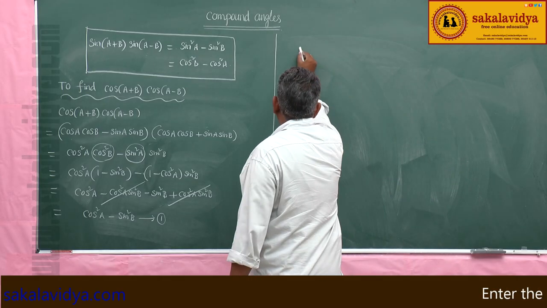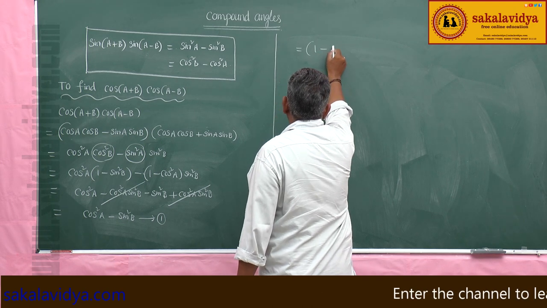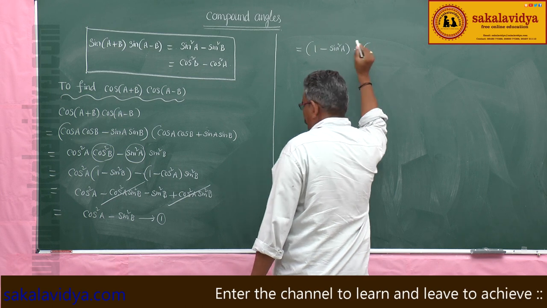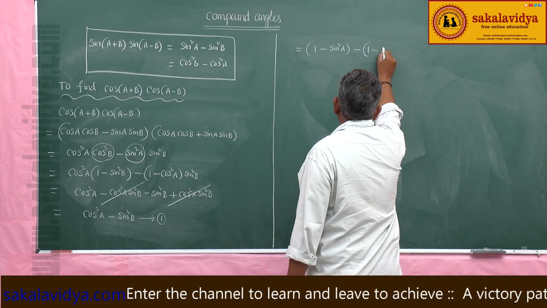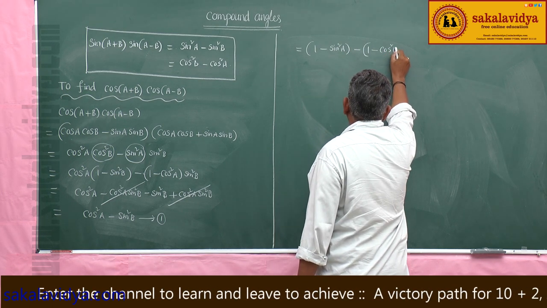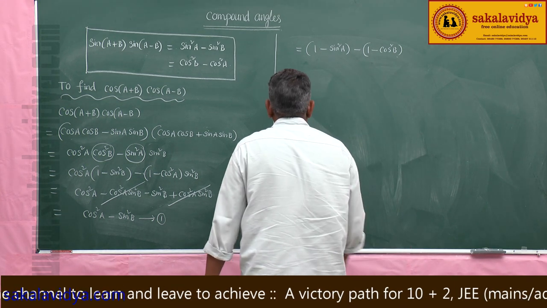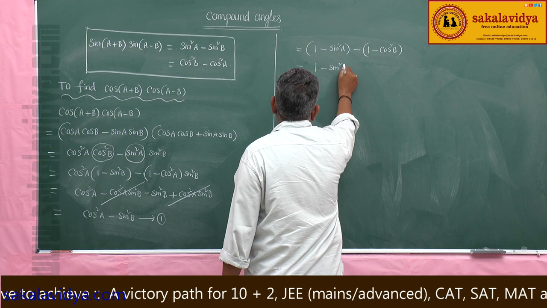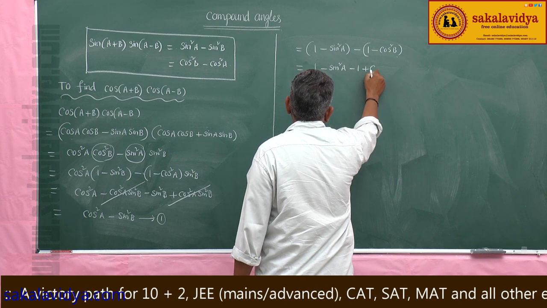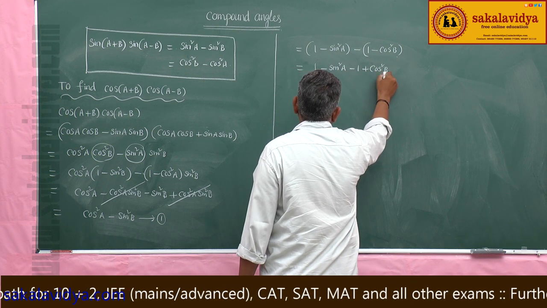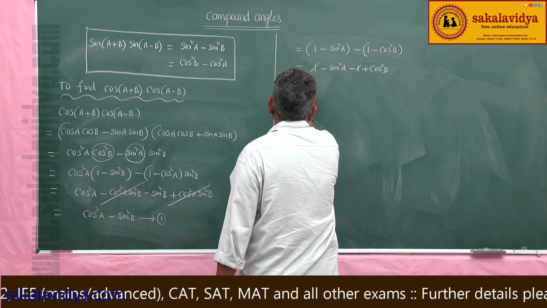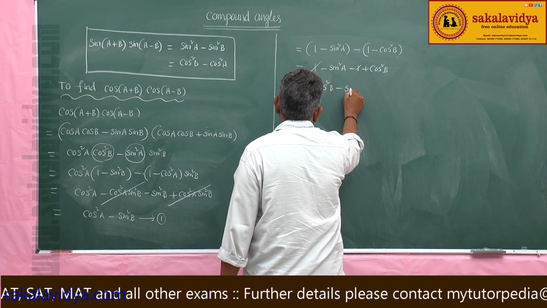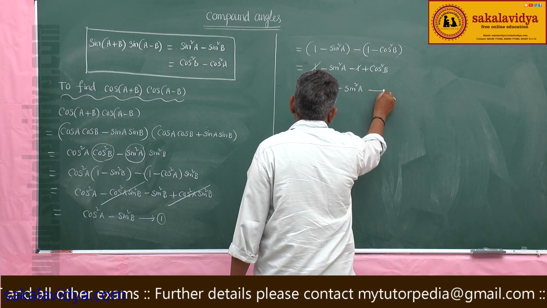Now, 1 minus sine square a minus 1 minus cos square b. So, this is 1 minus sine square a minus 1 plus cos square b. So, this gets cancelled. We have cos square b minus sine square a. Say equation 2.